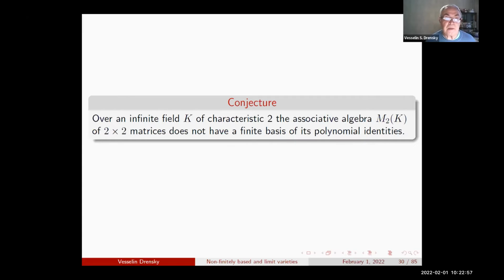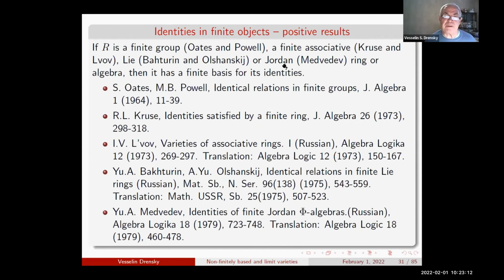But it would be nice to have such an example. And now there are also some positive results when we speak about finite objects. For example, if you take finite Jordan algebras or finite rings of the same class, they have a finite base of their polynomial identities. For groups, it was Schultz and Powell in 1964.